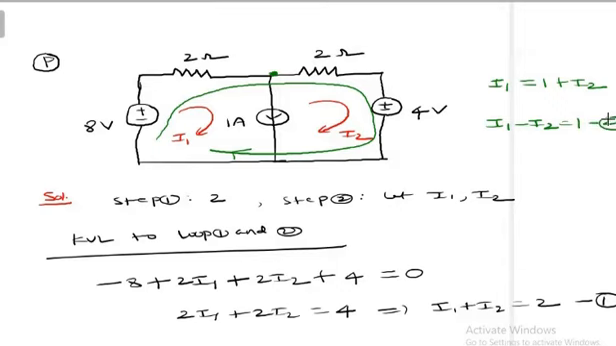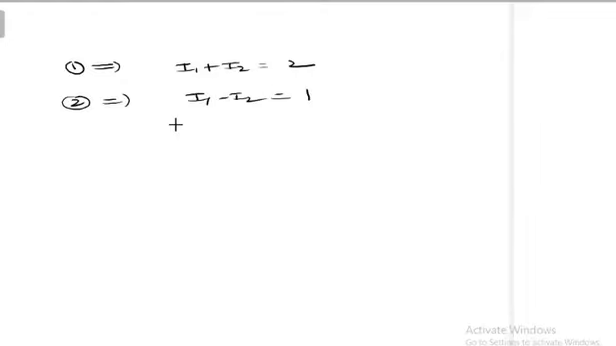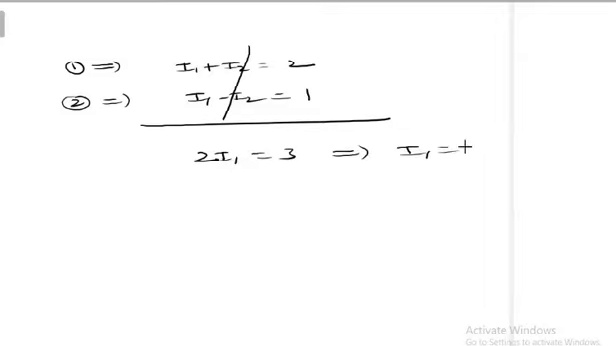Therefore, now we got 2 equations. So by the elimination method, I can solve 1 and 2. So let us solve that. Solve equation 1 and 2. Equation 1 implies I1 plus I2 equal to 2. Equation 2 implies I1 minus I2 equal to 1. Therefore, I can cancel out plus I2 and minus I2. What do we get? 2I1 equal to 3, which implies I1 equal to 3 by 2, 1.5 ampere.